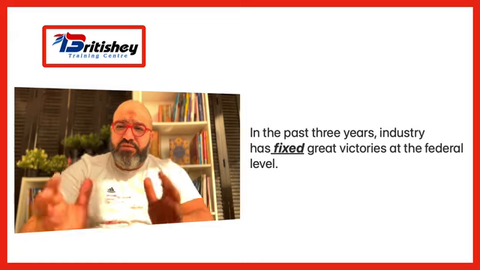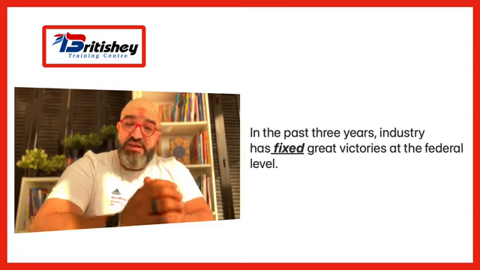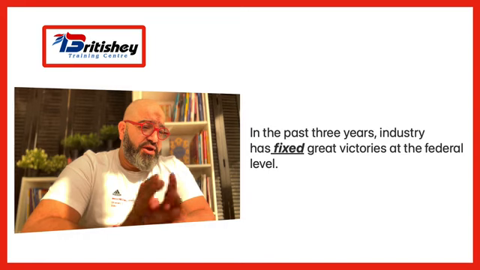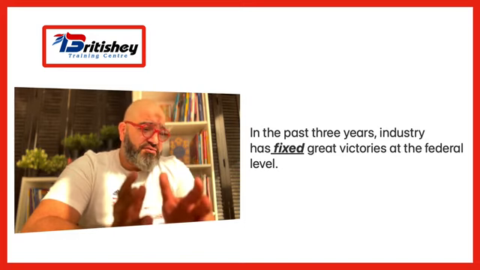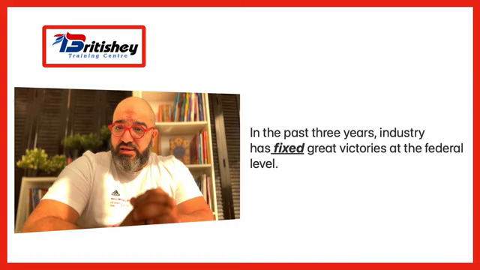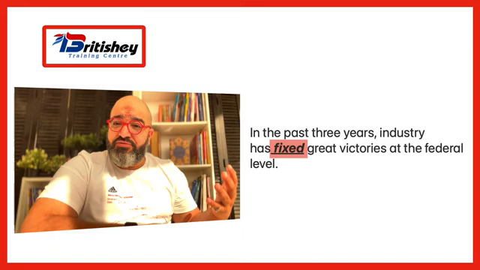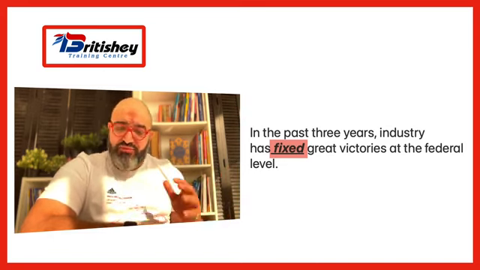Now, let's see some examples here. So we've got the first example of past participles used as verbs, and it says, in the past 3 years, industry has fixed great victories at the federal level. One more time. In the past 3 years, industry has fixed great victories at the federal level. Now, fixed here is a past participle, but is a verb. Why? Because it's preceded by has, verb to have.